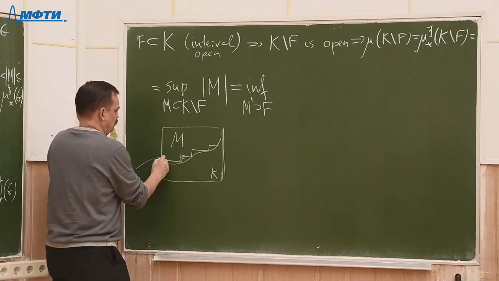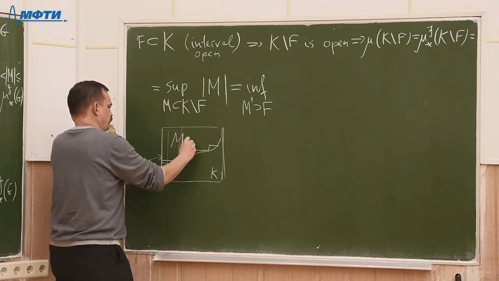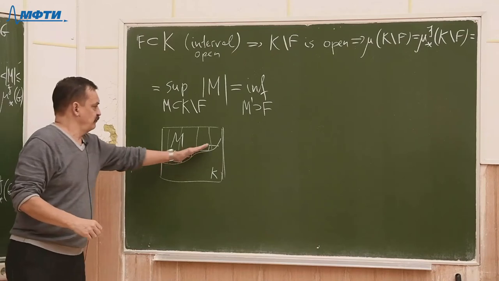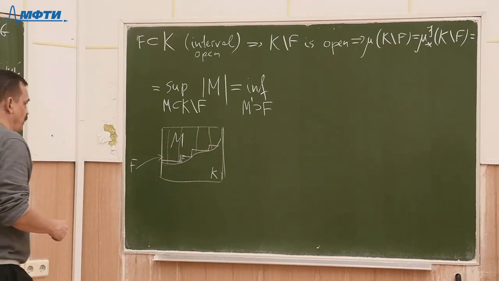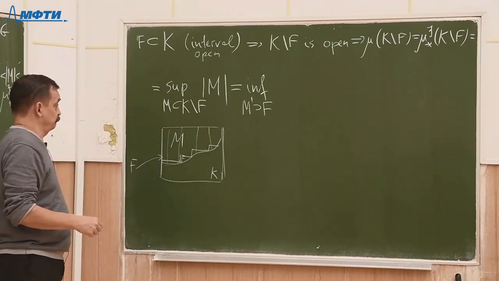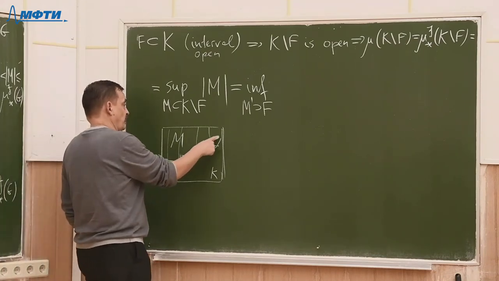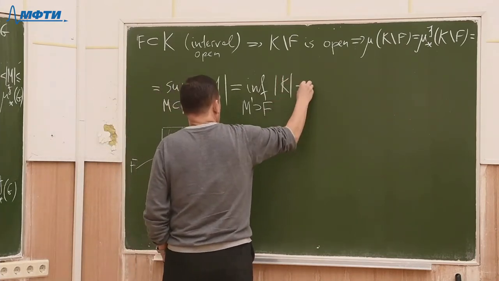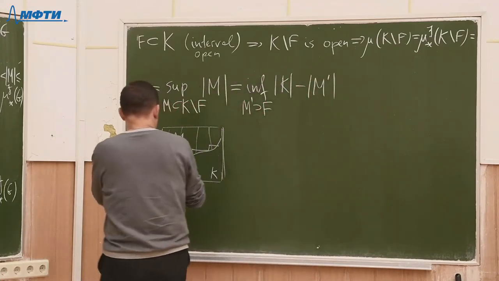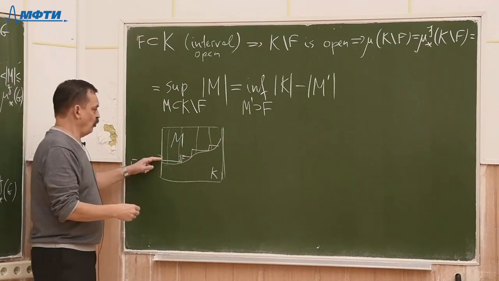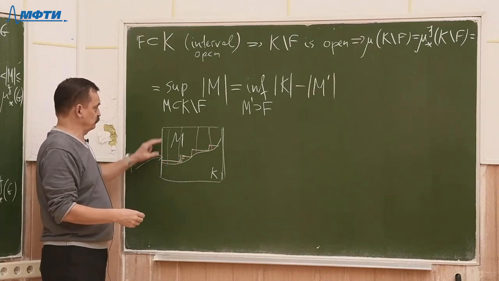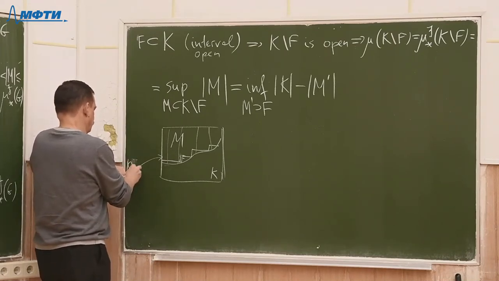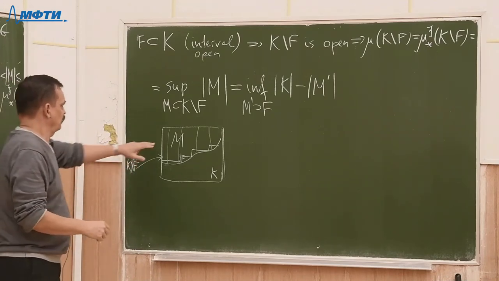Above this curve is F. M is an elementary set inside, and then volume of M equals volume of K minus volume of M prime, where M prime is a complement, right? And the complement to M contains the complement to K minus F. Oh, sorry, that is K minus F. M is inside K minus F.